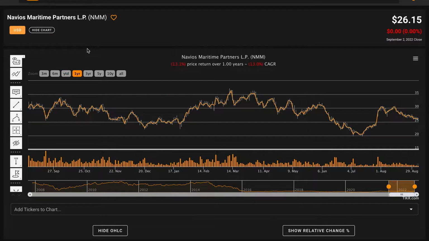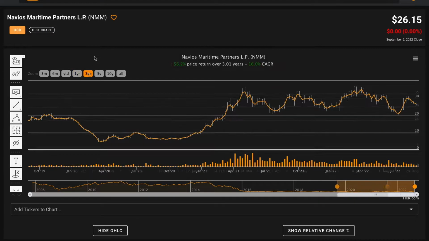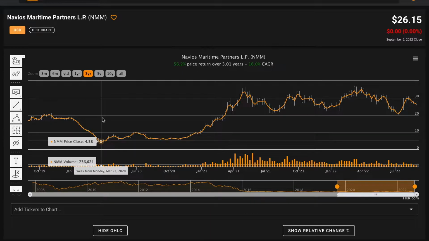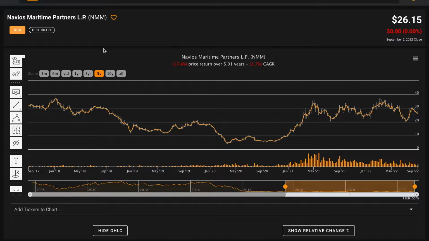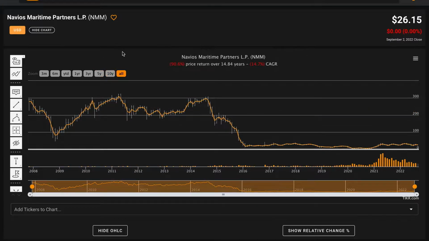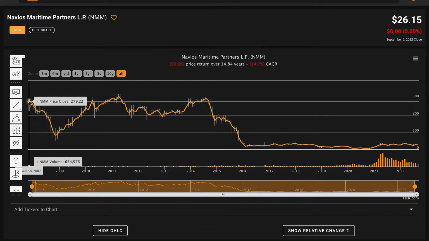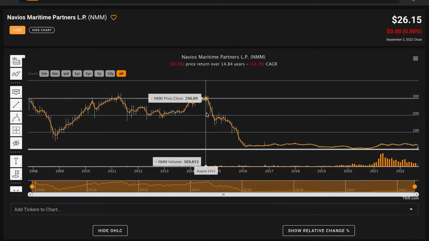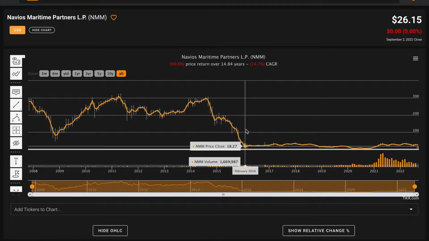Over the past year, however, they're down 13%. Over 3 years, they're up at a rate of 16% compounded annually. We can see a huge recovery here since COVID. Over 5 years, they're down at a rate of about 3.5% annually. And going back nearly 15 years ago to when Navios became a publicly traded business, about a year before the global financial crisis, their stock price is down 90% over this time frame. So it went down quite dramatically from August 2014 to about February of 2016.